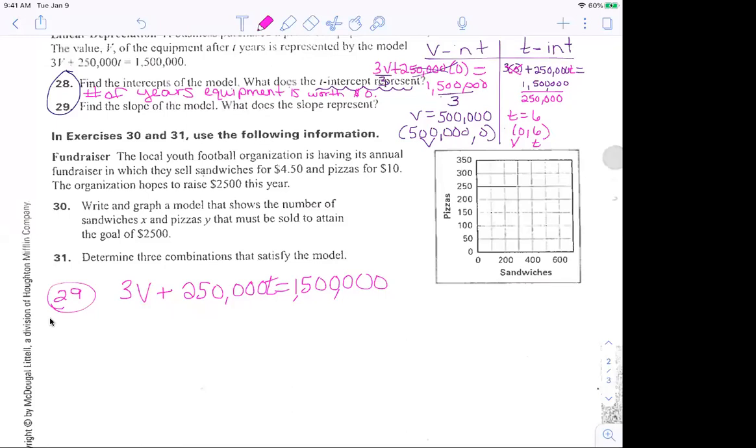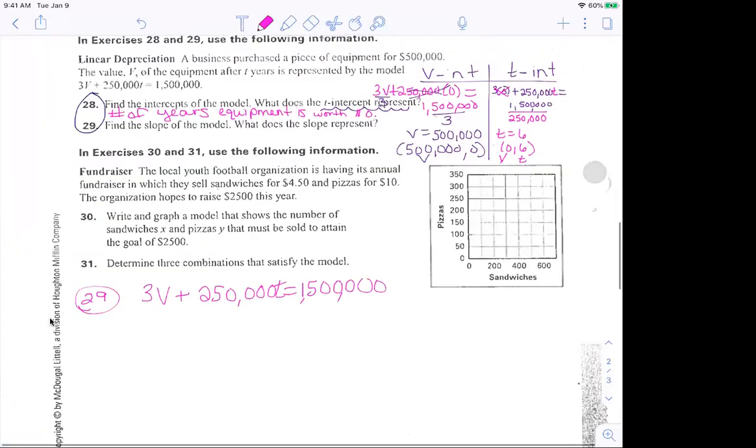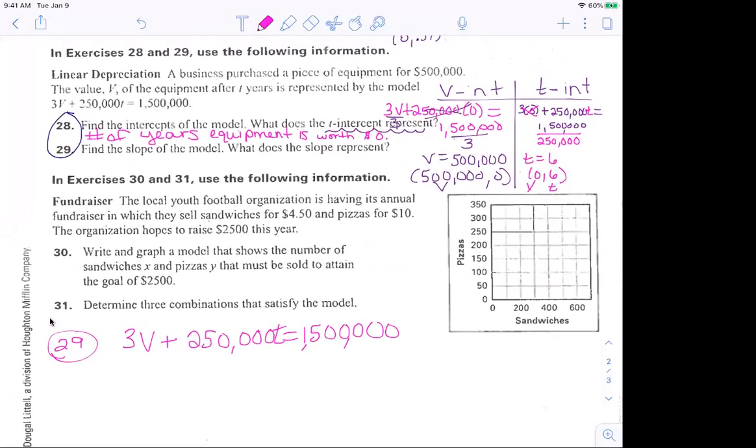Can somebody tell me what to do first for this problem? So what do you think you would do first? Kaylee, what do you think you'd do first? To get v by itself, you need to divide the numbers by 3. Yeah, and why do you want to get v by itself? Because that would be the y equals. Yeah, so that's your y.